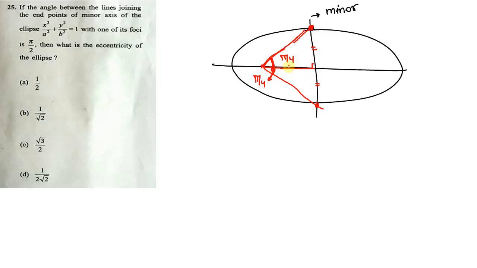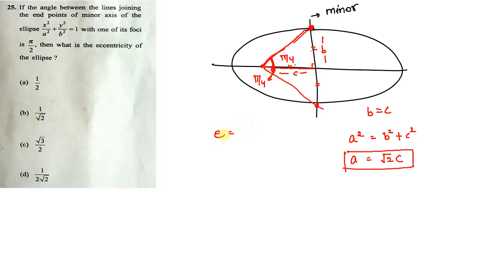If this is pi by 4, then these two lines are also equal, so this length is represented by C and this length is represented by B, so we can say B is equal to C, and the relation among A, B, C is A square is equal to B square plus C square. So we can say A is equal to √2 times C, and the eccentricity of the ellipse is E equal to C by A. So E is equal to C upon √2 C. So option number B is our answer.